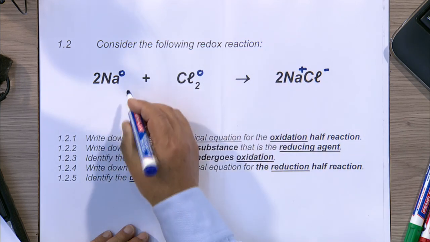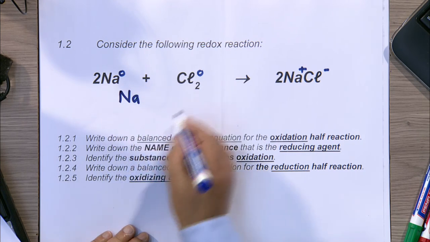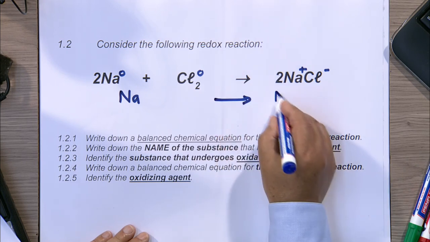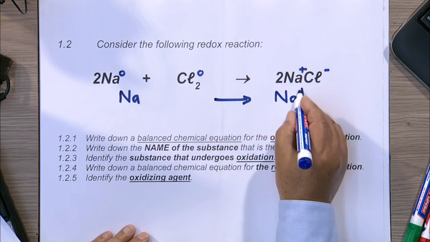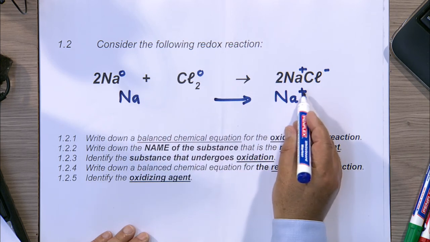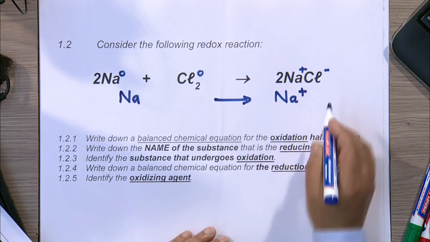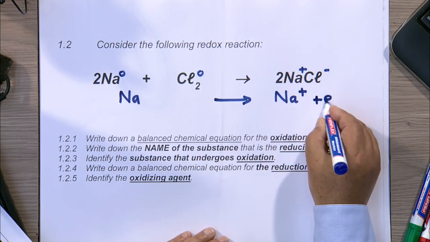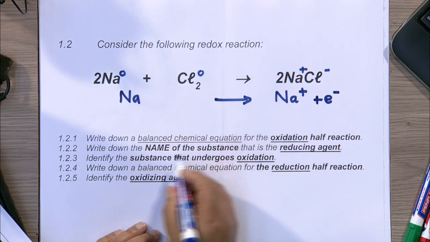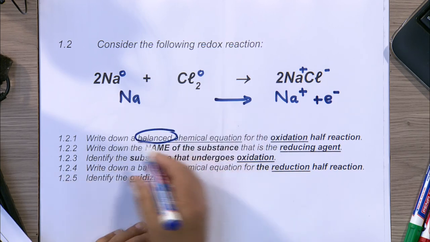So therefore, I must write sodium before, and then sodium changes and becomes sodium ion. Can you see? From here to there, sodium has lost. That positive tells me too many protons, lost electrons. How many electrons has this one lost? It has lost one electron. Okay, so how do I do it now? I'm going to just balance it because they say a balanced chemical reaction. They say balanced. So therefore, I must balance it.